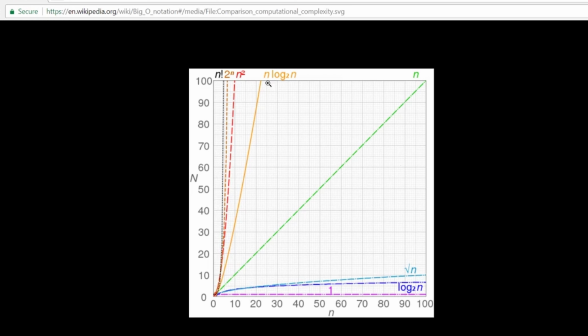Now this orange line is n log to the base 2 of n. So here we're multiplying log to the base 2 of n by the number of items, and we're going to see some algorithms that have this time complexity. So this is worse than linear because, as you can see, the number of steps required climbs much more sharply. And then of course, worse than that is quadratic, and we're going to start out looking at sort algorithms that actually have a time complexity of quadratic time.